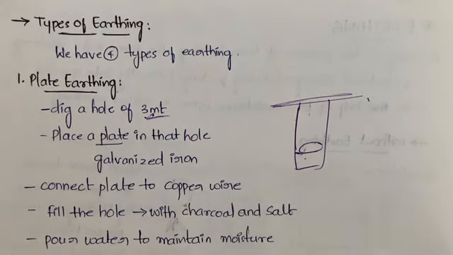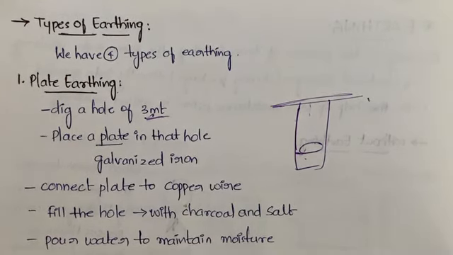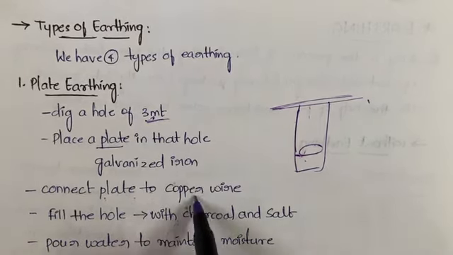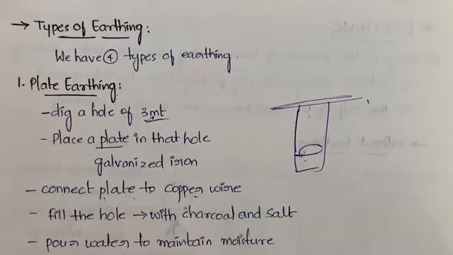Got it? Next, after you fill it up to the ground level, you need to pour water in order to maintain the moisture inside the earth. Here I said you need to connect the plate to the copper wire. Why? Because whatever leakage currents are there, those leakage currents will be brought into the earth with the help of this copper wire. That is why you connect a copper wire, fill the hole with the charcoal and salt mixture, and then pour water to maintain the moisture.